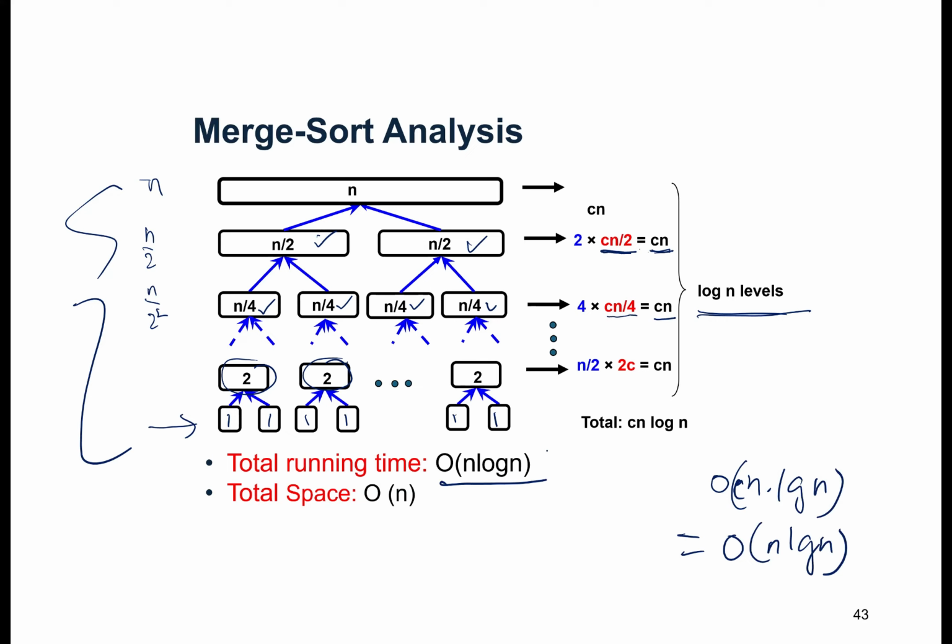And for the space, in every level, we are using order of n extra memory. We can actually reuse that memory in every level, right? So in total, we need order of n extra memory.